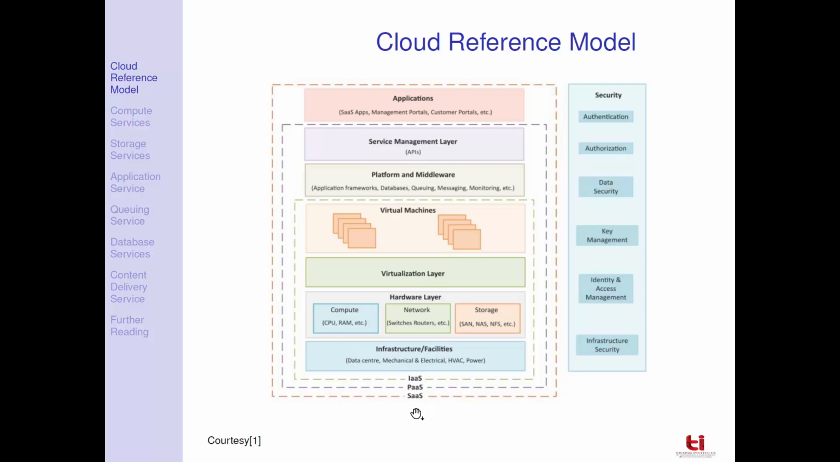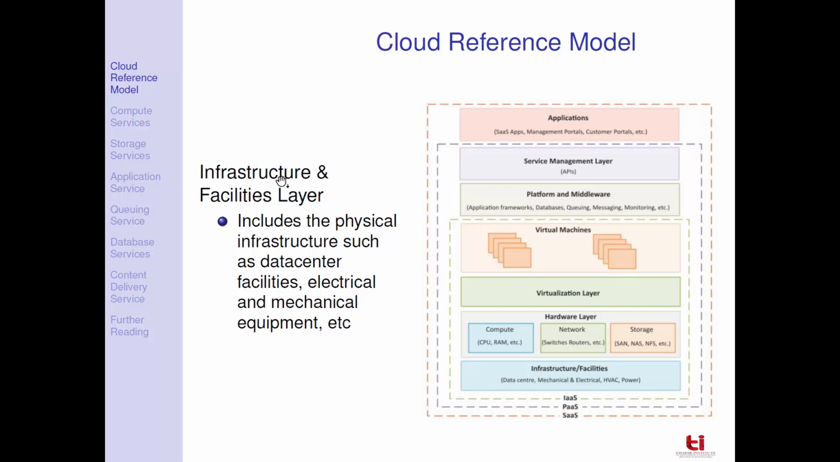So, the cloud computing reference model includes the infrastructure or facility layer. Then it includes a hardware layer, a virtualization layer. It includes virtual machines, platform and middleware, service management layer, applications, and the security layer. The bottommost layer is the infrastructure and facility layer. Now, this layer includes the physical infrastructure such as data center facilities, electrical and mechanical equipment, etc. So, this layer basically contains the infrastructure of the cloud which the cloud provider uses to provide service to the users.